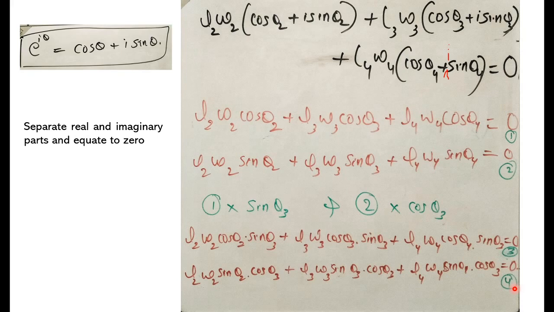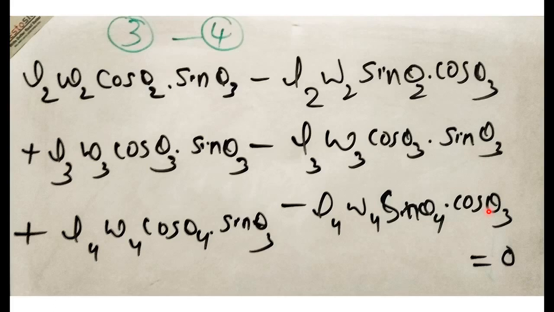So here you can see the coefficient of omega 3 in both expressions is the same. What is that? L3 cos theta 3 sin theta 3. Now you subtract 4 from 3. Okay. So 3 minus 4. Then what you can say? This term will be eliminated, because we have L3 omega 3 cos theta 3 into sin theta 3 minus L3 omega 3 cos theta 3 into sin theta 3. So this term becomes 0. So you will get the remaining thing. Okay. So this is that subtraction. Do that, 3 minus 4.